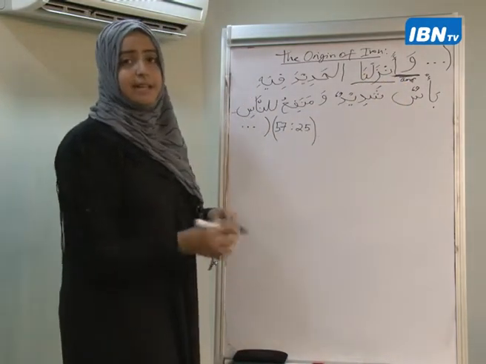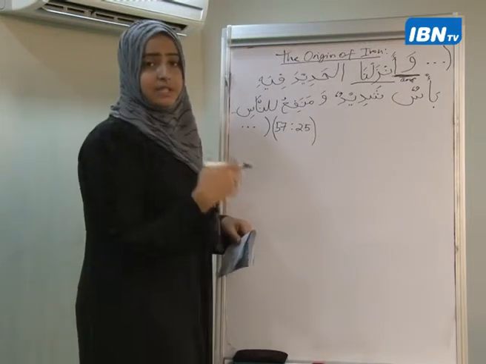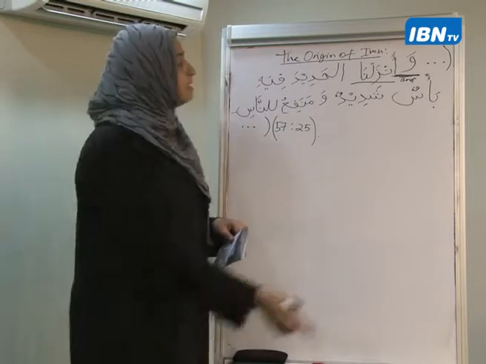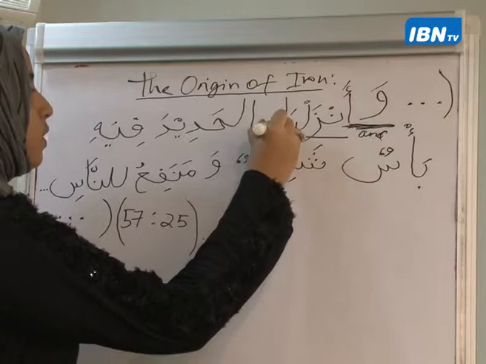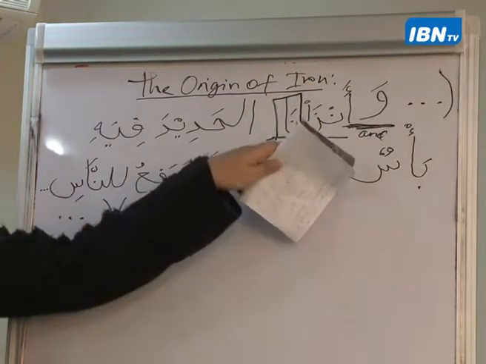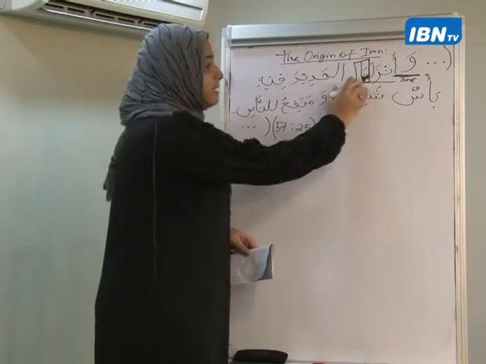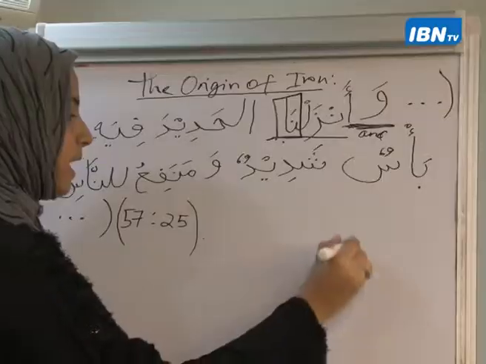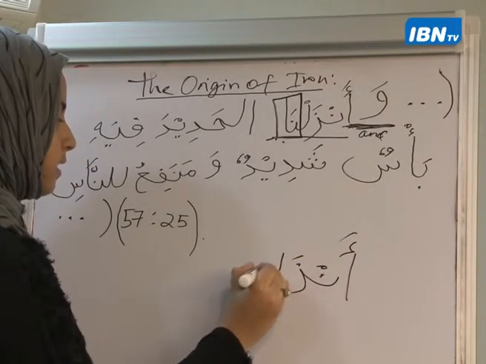Then we look at the word anzalna. Anzalna is a tense, right? And we notice there is an addition taking place. Where is the addition taking place? At the end. And what is that addition? It is noon with an alif there. So that is the addition taking place. Now, because the addition here has taken place, this is a tense, right? So we have anzalna.